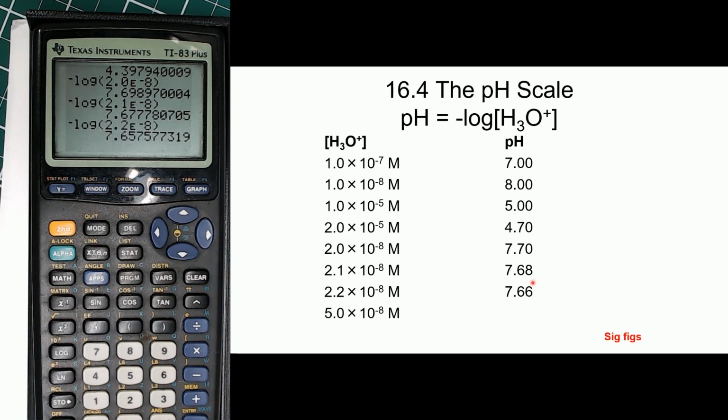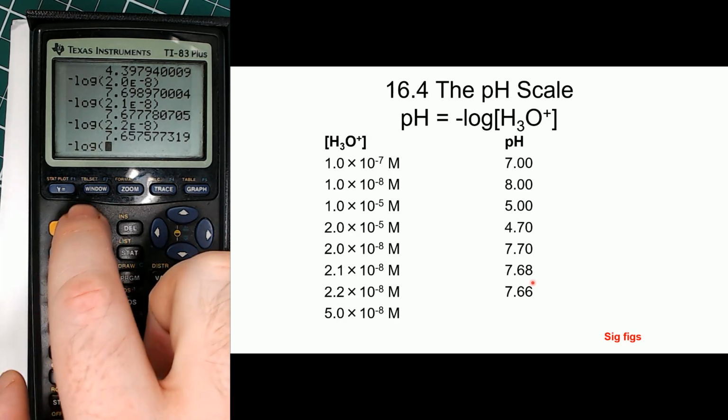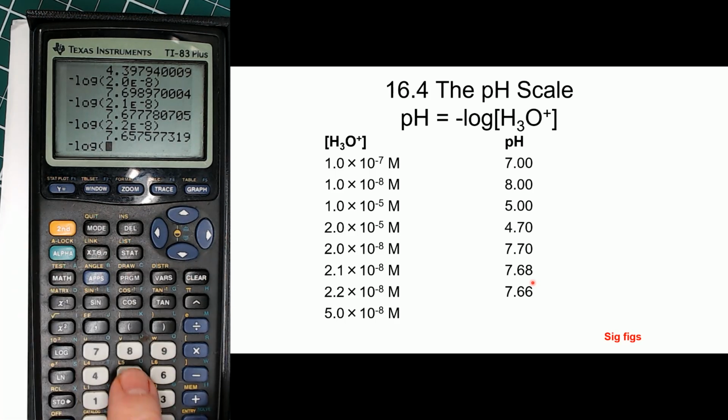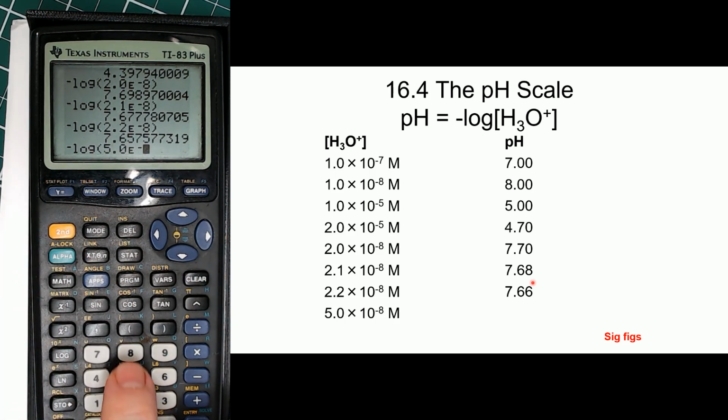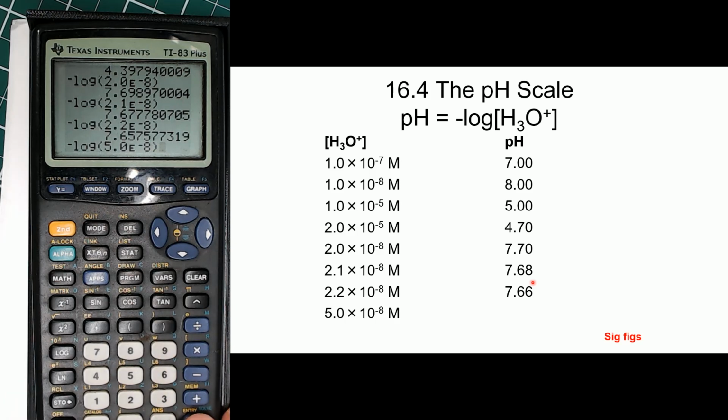All right, one more. We'll do 5.0 times 10 to the negative 8. It's going to be somewhere in the 7s. Less, I should be 7.30, but let's go ahead and do it. So negative log 5.0 second EE negative 8. And we'll get 7.30. There it is.